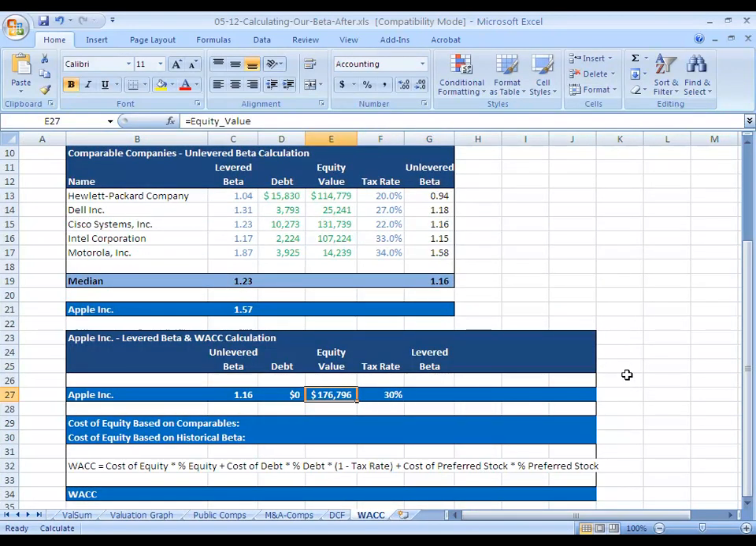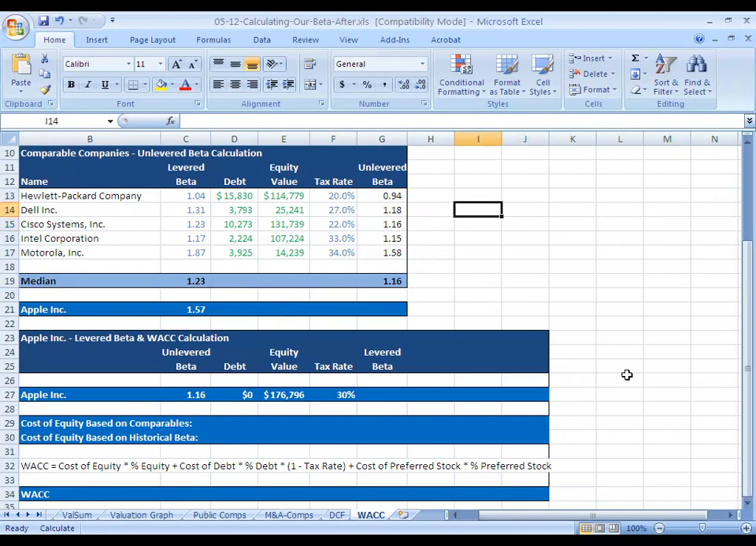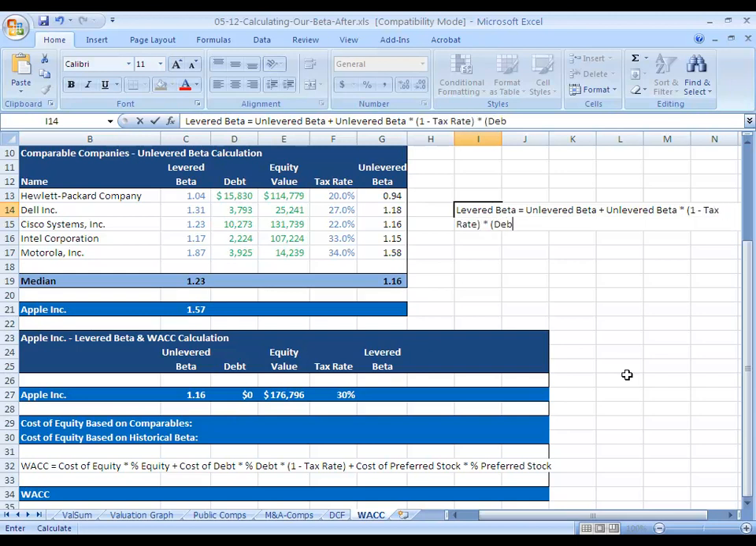So now we have all this information. Notice here that, of course, Apple does not have any debt, so we would expect the unlevered beta to be exactly the same as the levered beta. That being the case, we still want to make the calculation here just to make sure that our model is flexible enough to handle the case where Apple actually had debt on its balance sheet. So for the calculation here, remember that the derivation for levered beta is the following. Levered beta equals unlevered beta plus unlevered beta times 1 minus the tax rate times debt over equity.